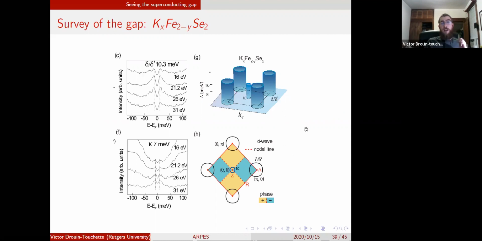Iron-based were discovered in 2011. They're so young. This is a baby system in condensed matter.